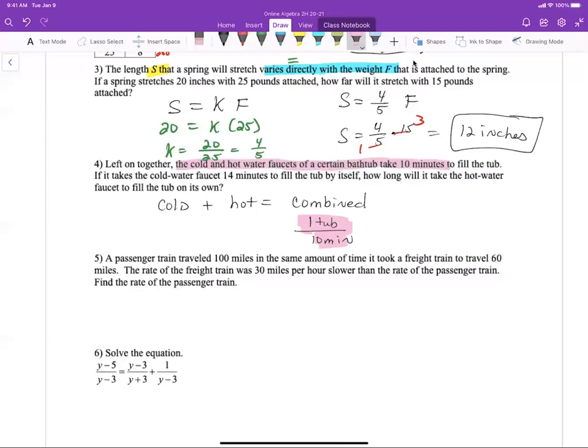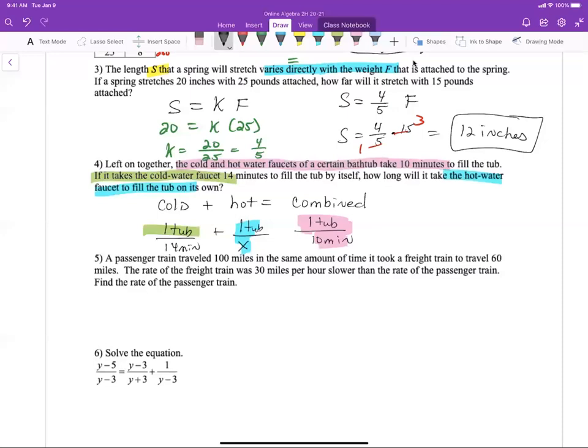It takes the cold water. So now I know the cold. I have 1 tub in 14 minutes. How long will it take the hot water faucet to fill? Okay, how long will it take it to fill 1 tub? How many minutes? We don't know. We got to multiply times X, or call the minutes X. Okay, I have 3 fractions. This is a rational equation.